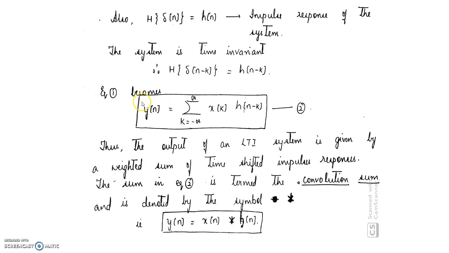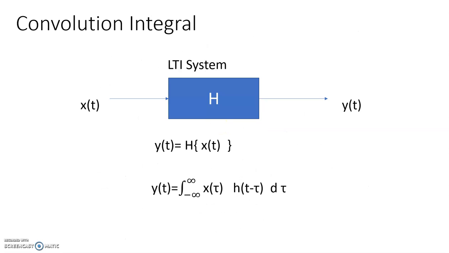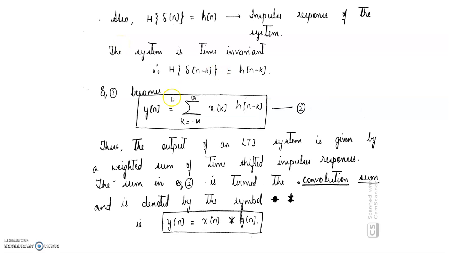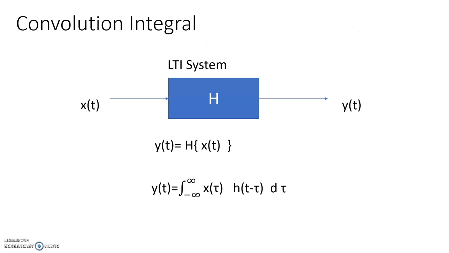As you can see, initially we started off with writing the input as a weighted sum of shifted impulses. So now the output will also be a weighted sum of shifted impulse responses. That's how we obtain the output y of n of the system. You can understand this concept better by looking at an example. So let's take an example. Before that, what is convolution integral? Like we derived the equation for convolution sum, the convolution integral is also based on the same lines.